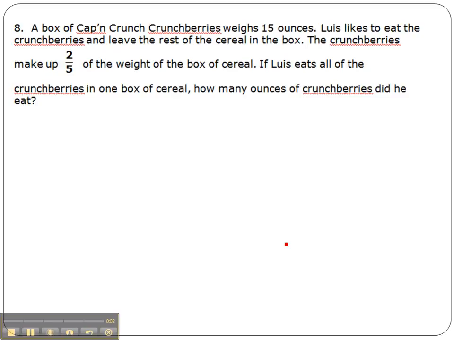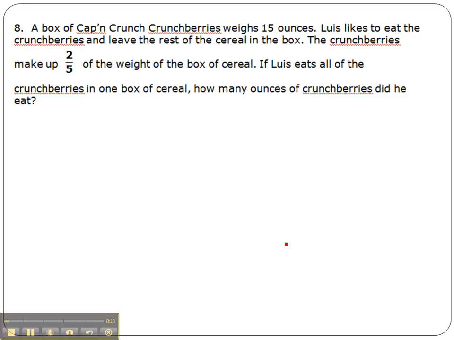Problem 8. A box of Cap'n Crunch Crunch Berries weighs 15 ounces. Luis likes to eat the Crunch Berries and leave the rest of the cereal in the box. The Crunch Berries make up 2/5 of the weight of the box of cereal. If Luis eats all of the Crunch Berries in one box of cereal, how many ounces of Crunch Berries did he eat?